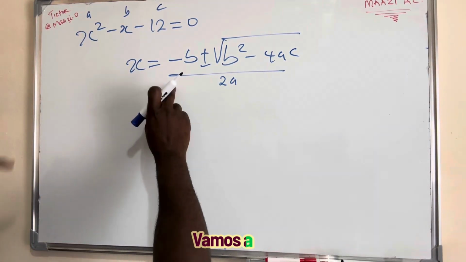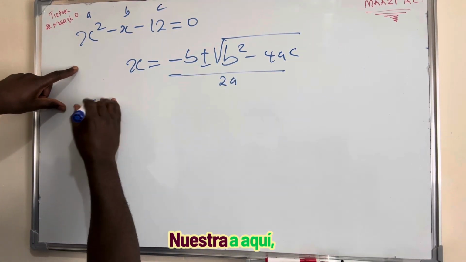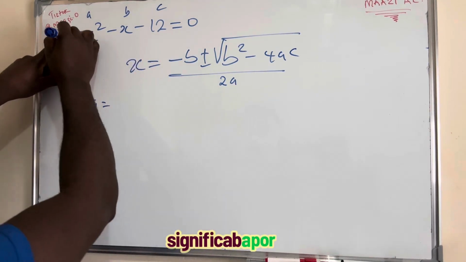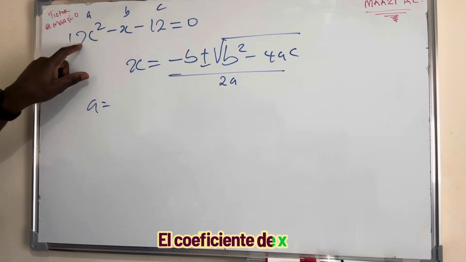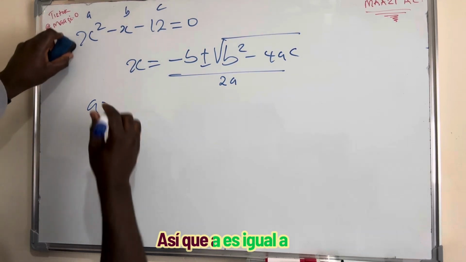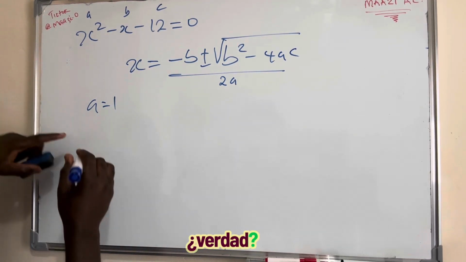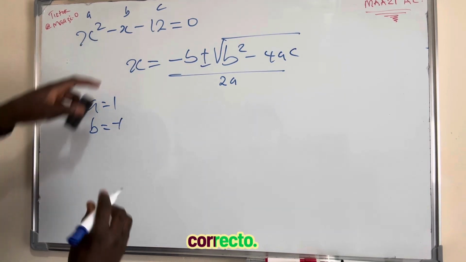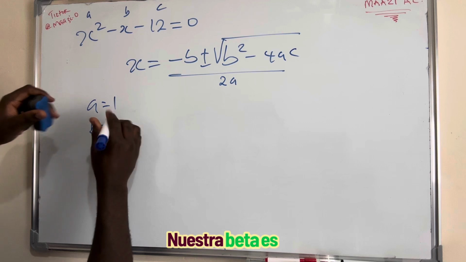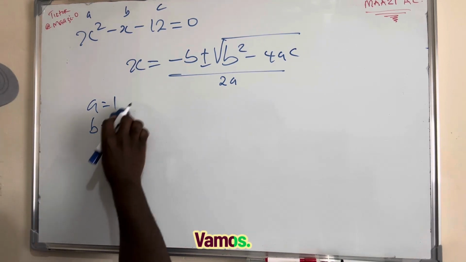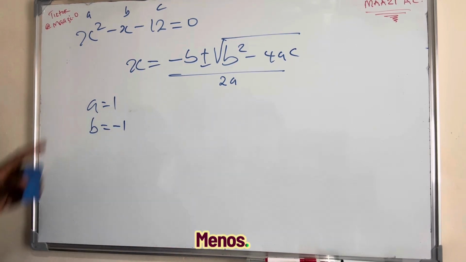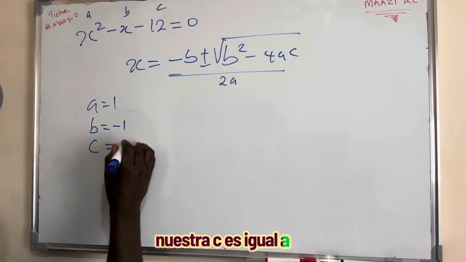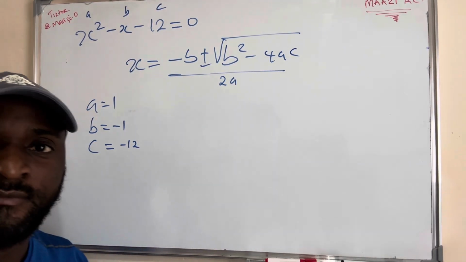So let's use this and see how we can solve it. Let's itemize them first. Our a from this equation, the coefficient of x squared, is 1. So a is equal to 1, b is minus 1, and c is equal to minus 12.